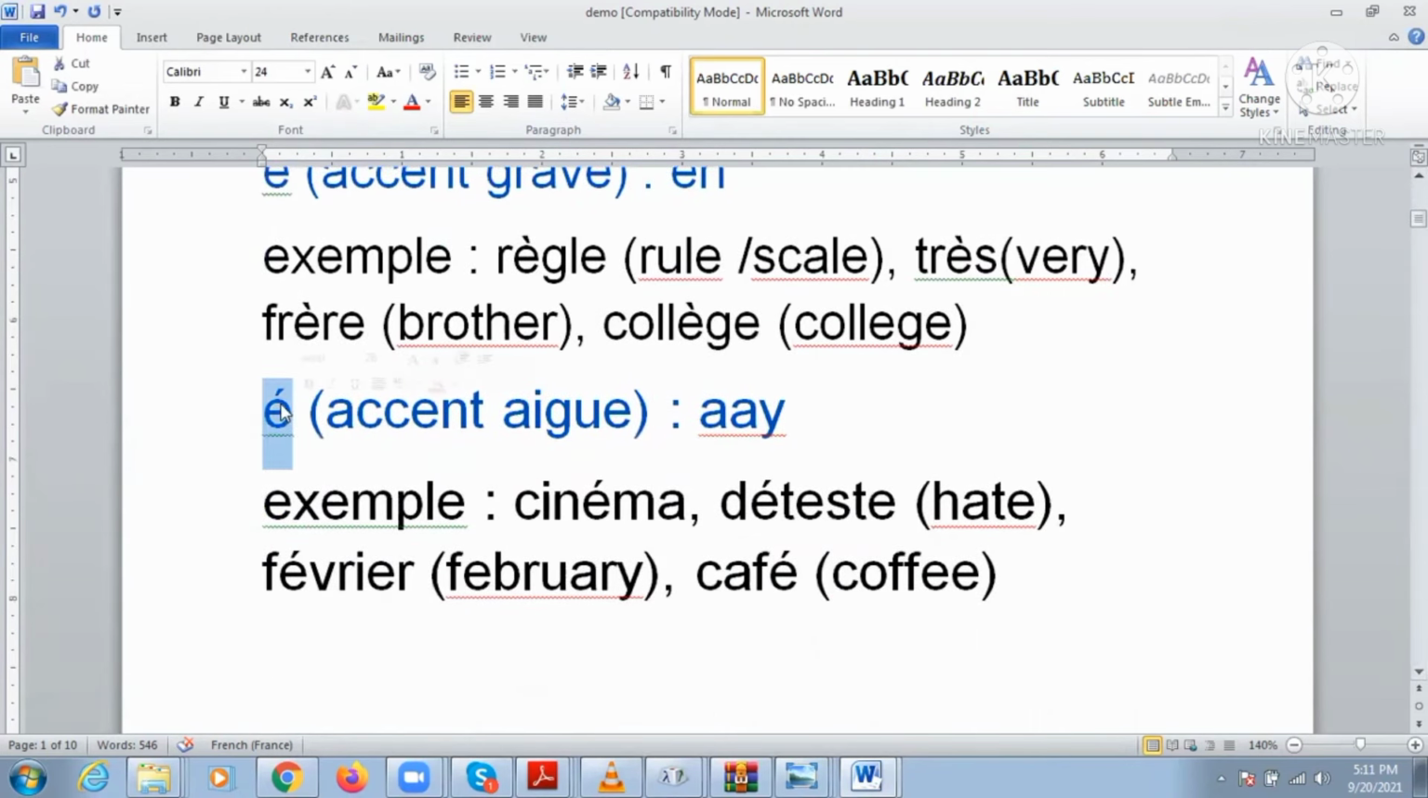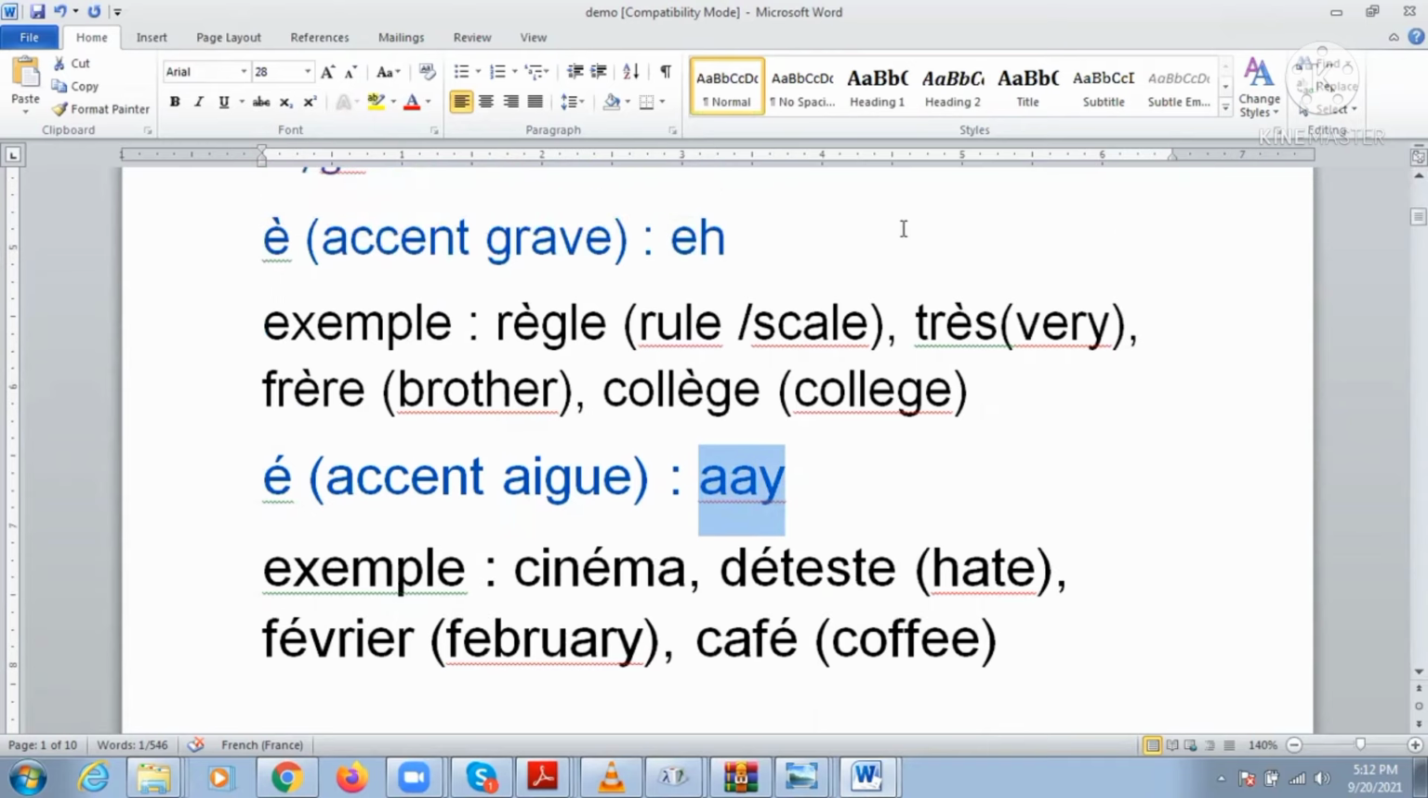Next, we have E with this forward accent, and this is called accent aigu. Whenever this accent aigu is there on the letter E, it gives you an "ay" sound. Earlier we learned accent grave, which gives you one sound, and accent aigu gives you another sound.